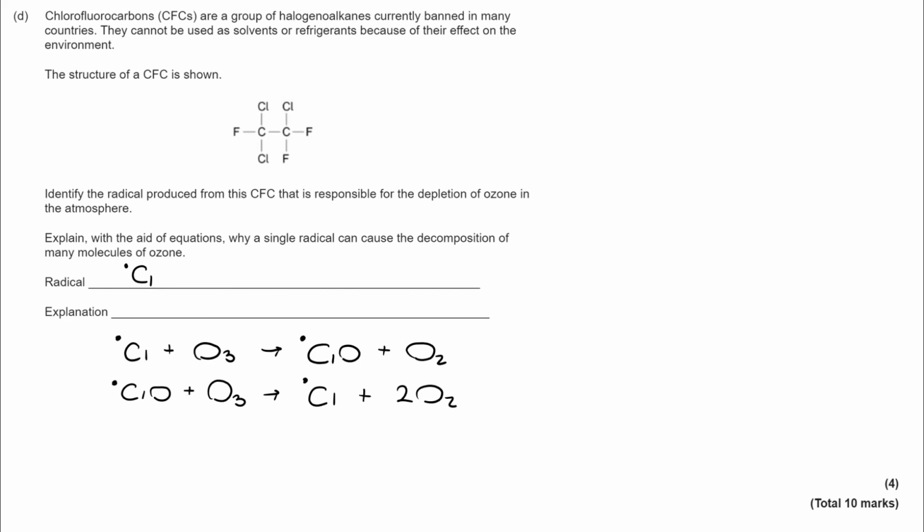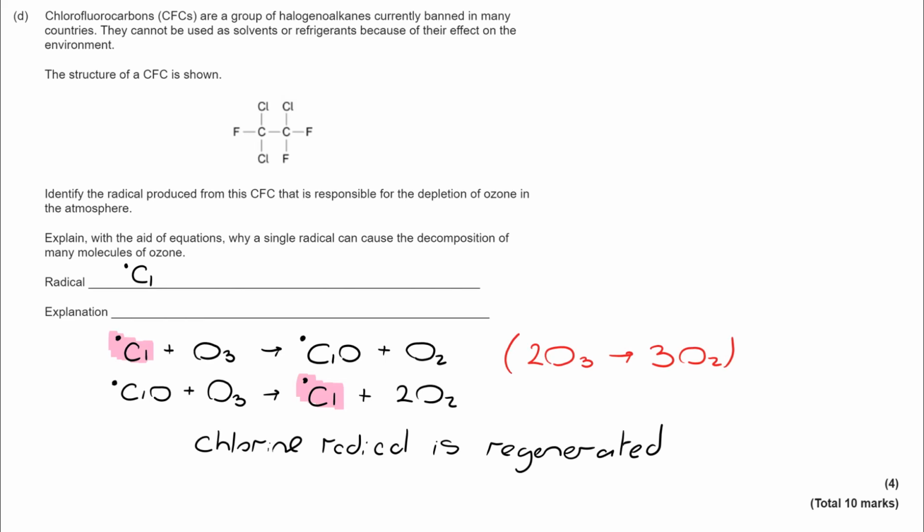Now, what you can therefore see, if I break it down in one way, I can combine those to see that I've got 2O3 going to 3O2. Now, that in itself shows us that the chlorine and the ClO radicals are regenerated. They're not a part of the final overall equation. But you can also see it from here that the Cl radical is regenerated.